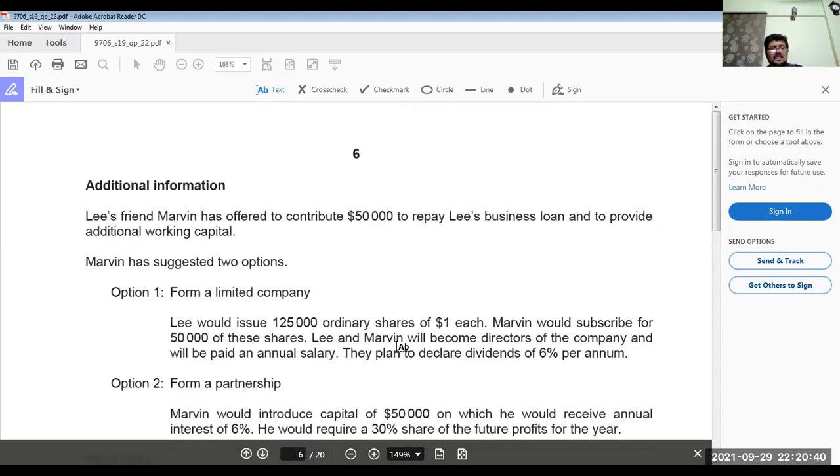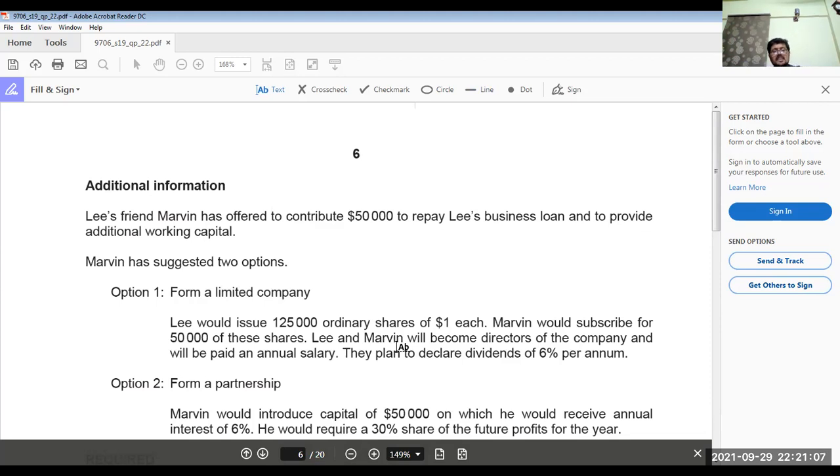Lee's friend Marvin has offered to contribute $50,000 to pay Lee's business loan and to provide additional working capital. Marvin has two options. Okay, option one, form a limited company. Lee would issue 125,000 ordinary shares of $1 each. Marvin would subscribe for 50,000 of these shares. Lee and Marvin become directors of the company and are paid an annual salary. They plan to declare dividends of 6% per annum.